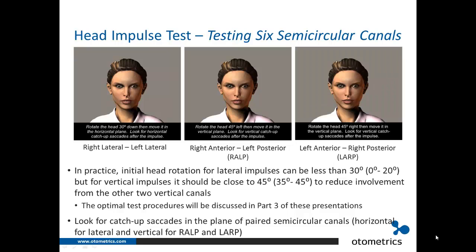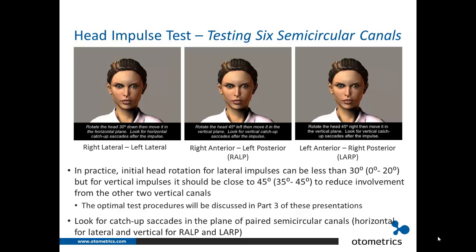In practice, for lateral testing, the head is usually moved downward much less than 30 degrees to avoid moving the eyes too far up in the socket. In fact, most clinicians do not move the head down at all. This has a minimal effect on the intensity of the stimulus that's delivered to the lateral canals.